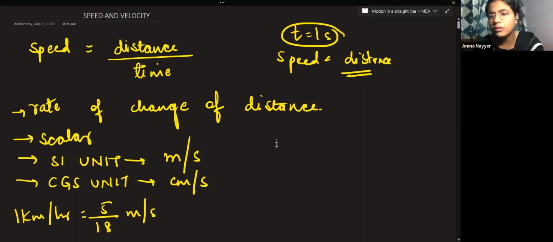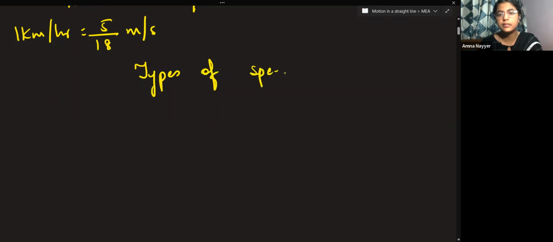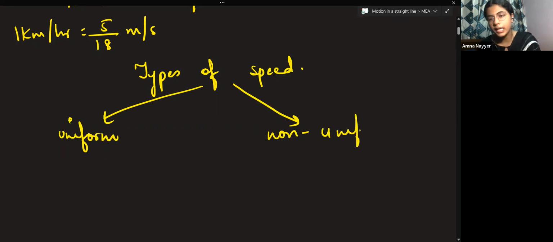Now speed is not of a single type. From here in 11th standard, you have various types of speed and you have to perform the calculations of it. So, types of speed. Basically, there are two kinds of speed. One is uniform, the other one is non-uniform. In your syllabus, you have non-uniform as average and instantaneous.